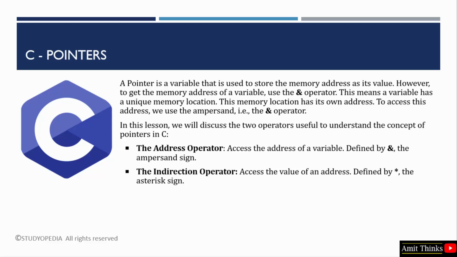To get the memory address of a variable in C language, we generally use the AND operator. The AND, that is the ampersand sign, is an address operator in C language. It is used to access the address of a variable. In pointers, we generally use the address operator as well as the indirection operator. Address I already discussed. The indirection operator is the star sign, that is the asterisk. It is used to access the value of an address. So while learning the concept of pointers, both of these operators are quite important.